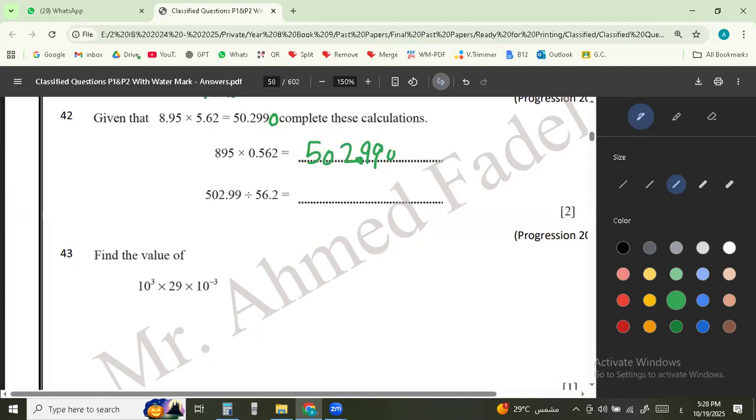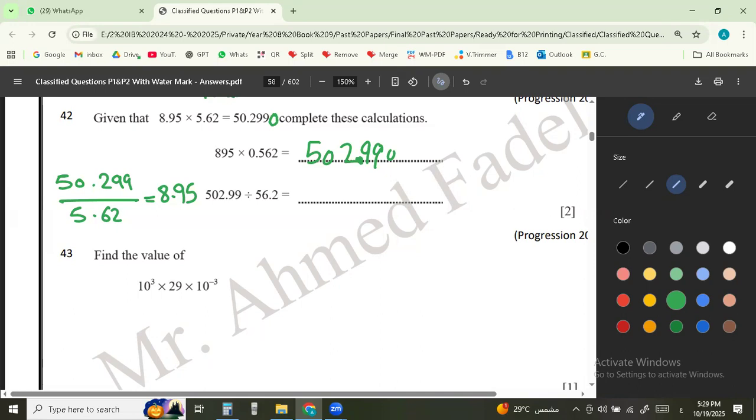If you noticed from the question here, I know for sure, Mister, that 50.299 over 5.62, this divided by this, will give me 8.95. Okay, but Mister, the numbers are different. Well, if you noticed, you're not gonna find that they are different at all. How, Mister? This is 2.99, and here the point is before the 2. Here the point is after the 6. Here the point is before the 6.